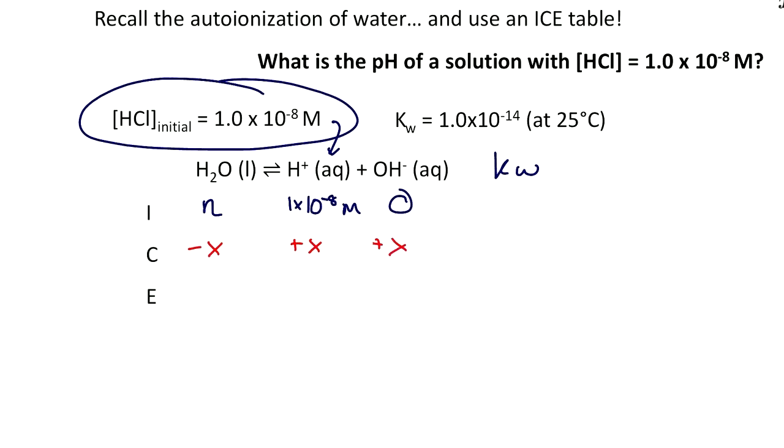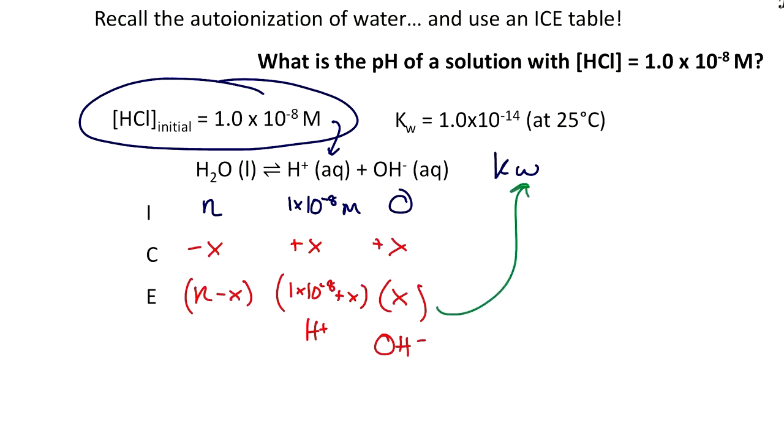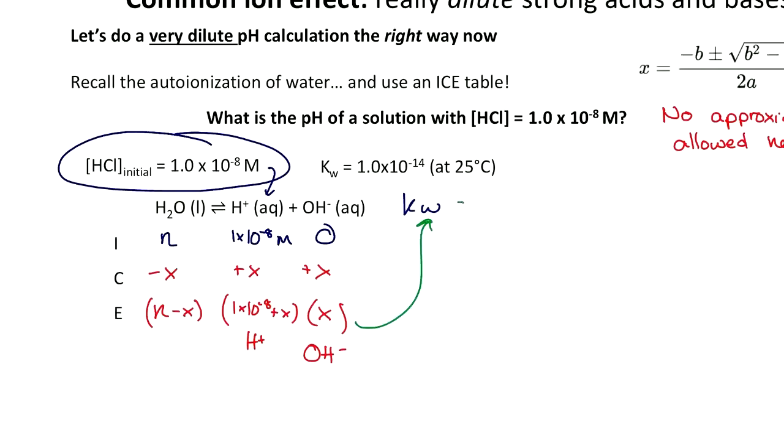So at equilibrium, what we're going to have is n minus x amount of water, 1 times 10 to the negative 8 plus x amount of H plus, and then an x amount of hydroxide. Like all ICE tables, the E line goes into the Kw expression. So Kw equals 1 times 10 to the negative 8 plus x, that's H plus, times x, and that is equal to 1 times 10 to the negative 14.